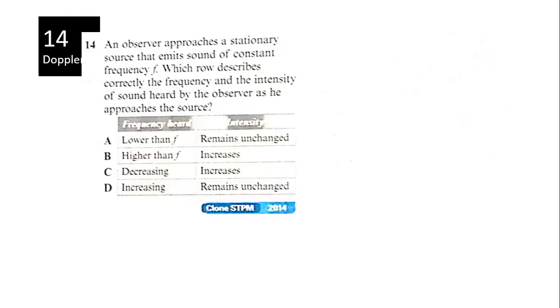14. An observer approaches a stationary source that emits sound of constant frequency f. Which row describes correctly the frequency and intensity of sound heard by the observer as he approaches the source? Okay, what's the answer? Boy.